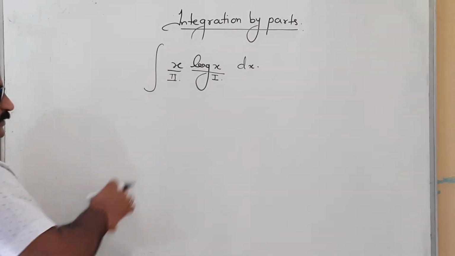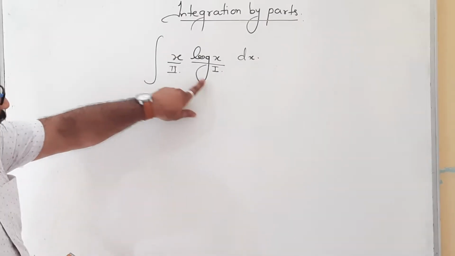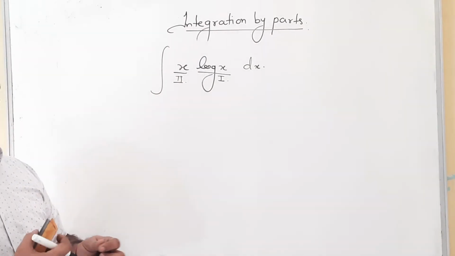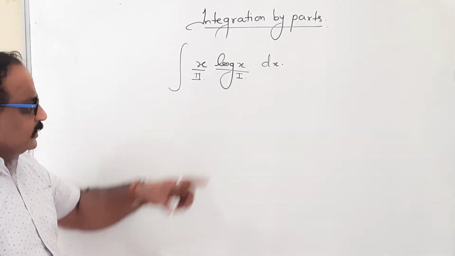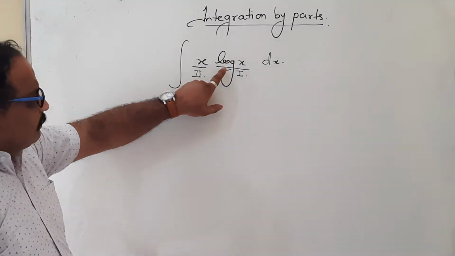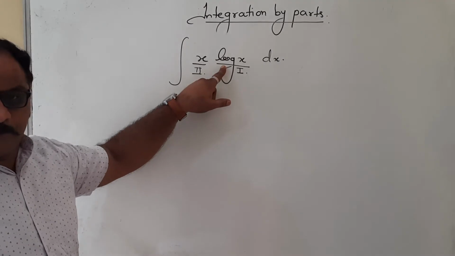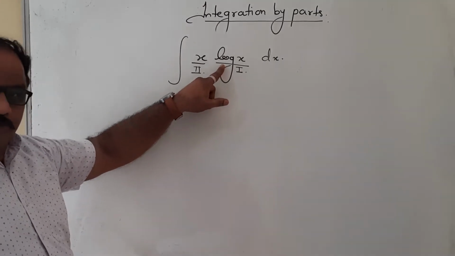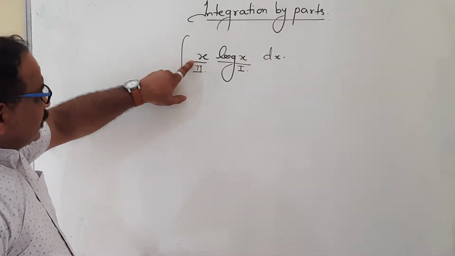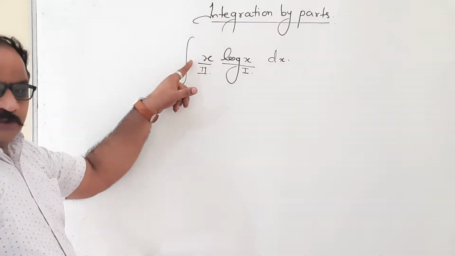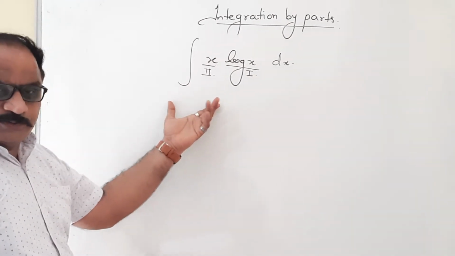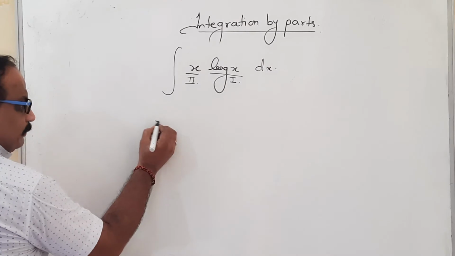So we have to suppose log x is the first function, and x will be the second function. Another thing we can apply is common sense. Guys, we are very well familiar with the differentiation of log x, but not familiar with the integration of log x. We can differentiate log x as well as integrate x, so we have to suppose accordingly. After that we have to apply the rule.